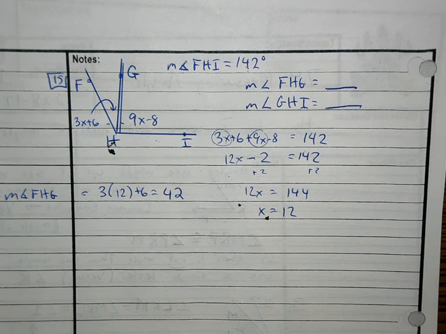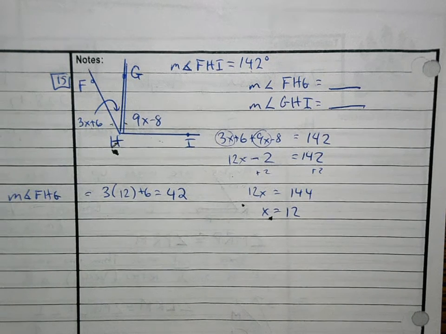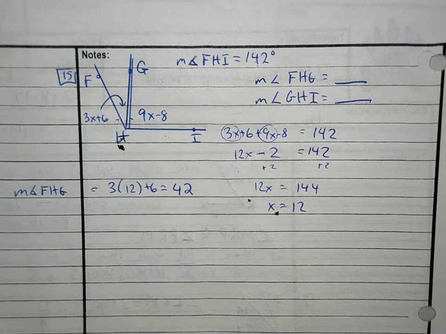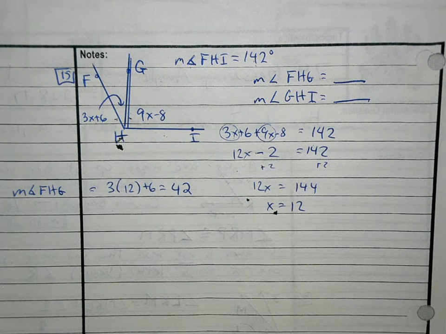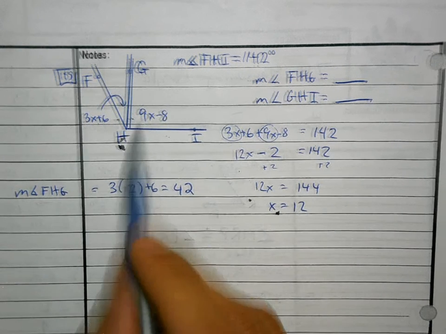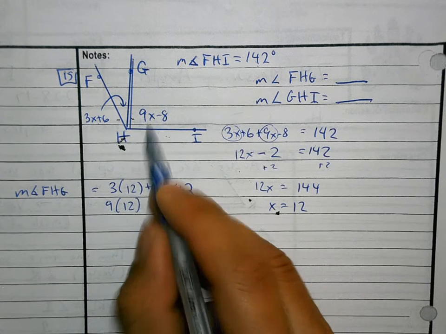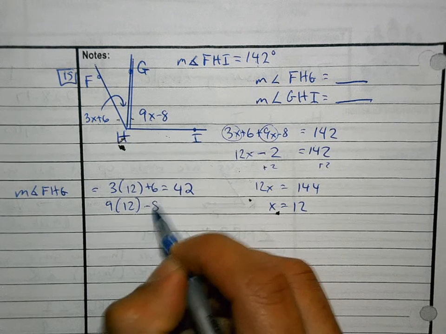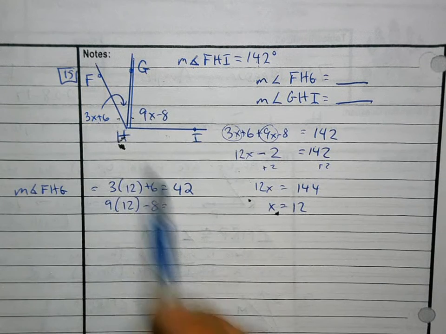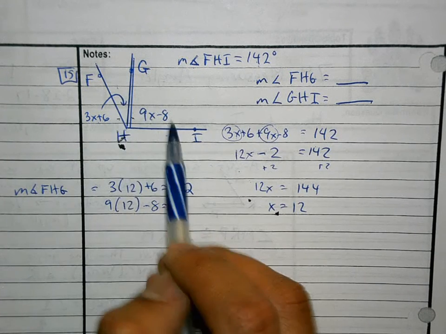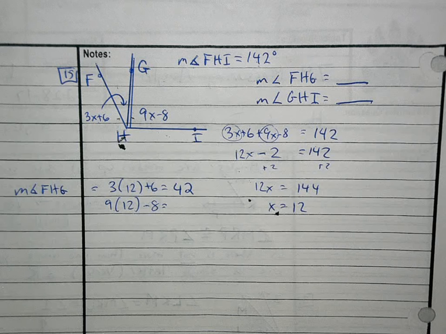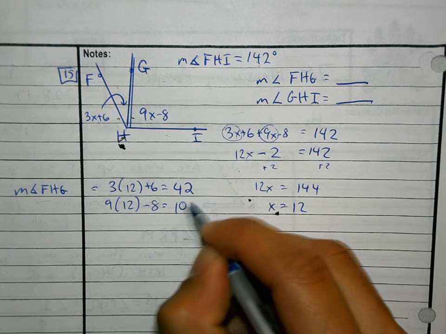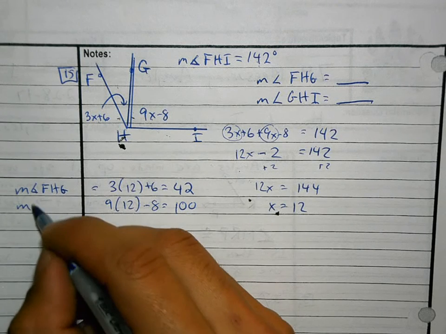And then GHI is 9x minus 8. Okay, Ray, don't shout it out, please. We've got to let people think. You can do one of two things. You can either plug in the 12 into that spot, 9 times 12 minus 8. Or, since you know that this angle's 42 and the whole thing's 142, could you figure it out that way too? What's this going to be anyways? It's going to be 100, is that right? And that's the measure of angle GHI.